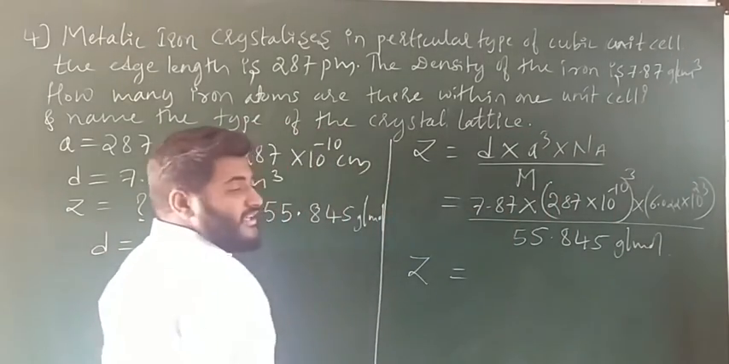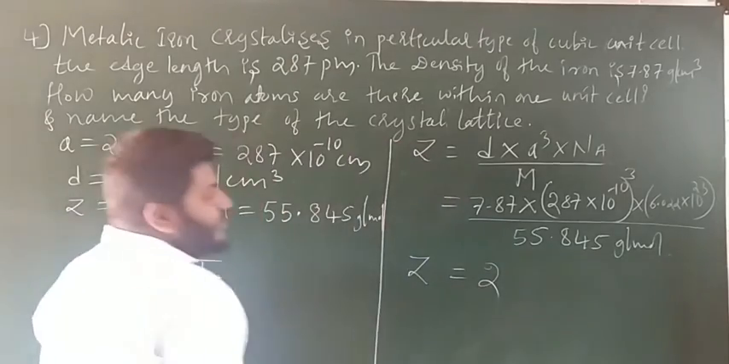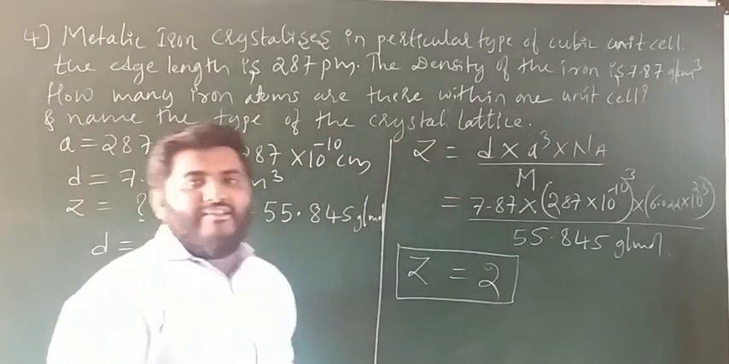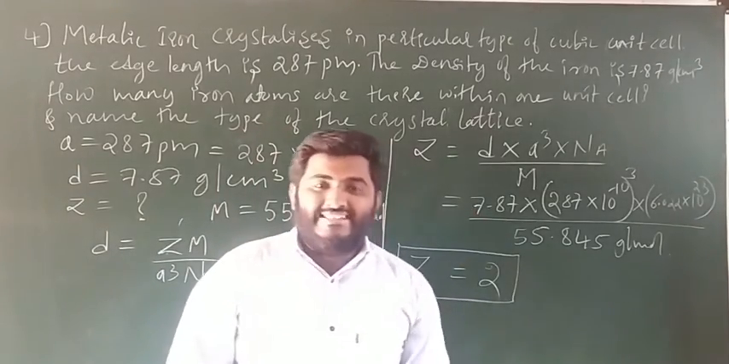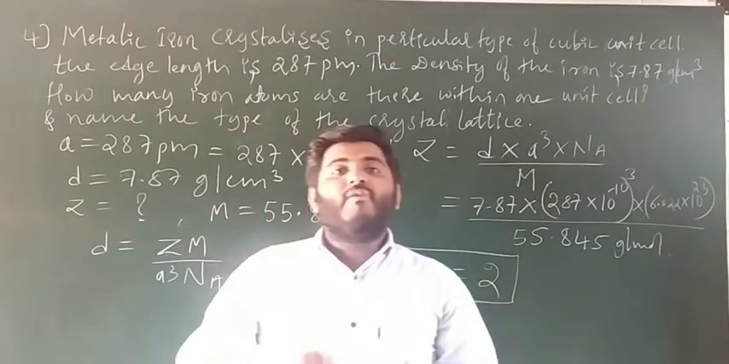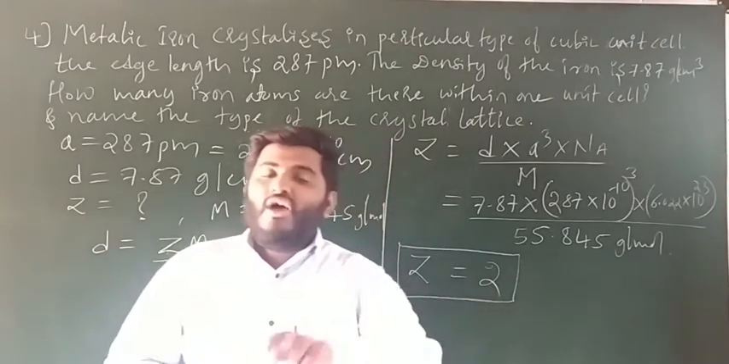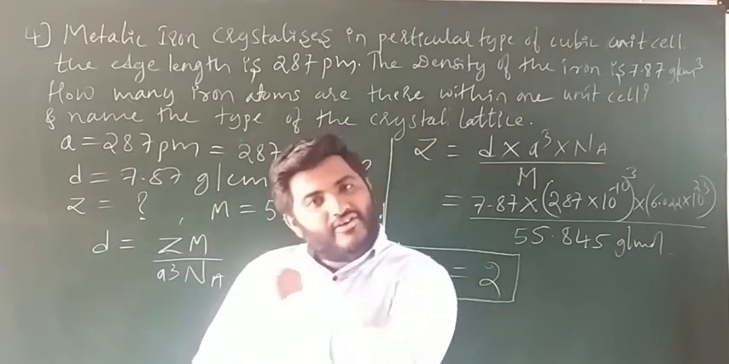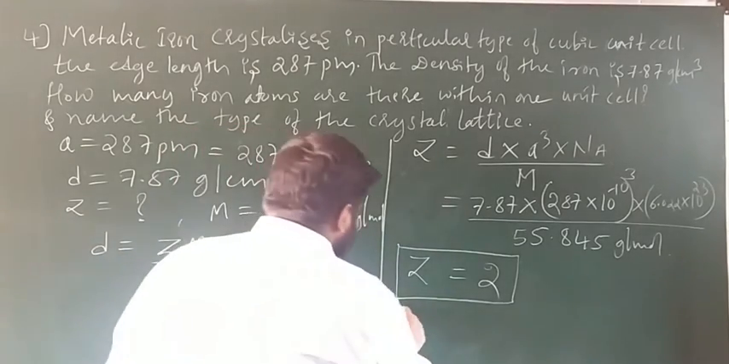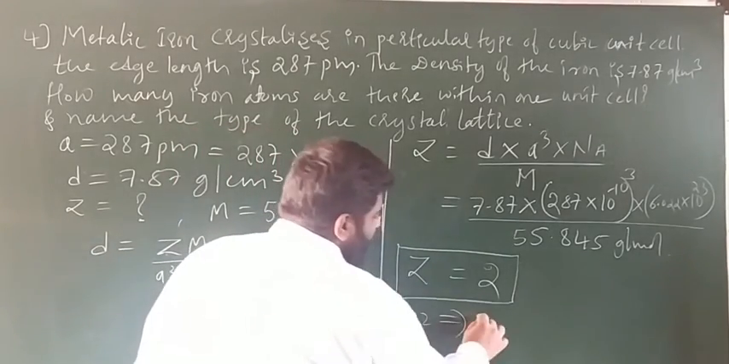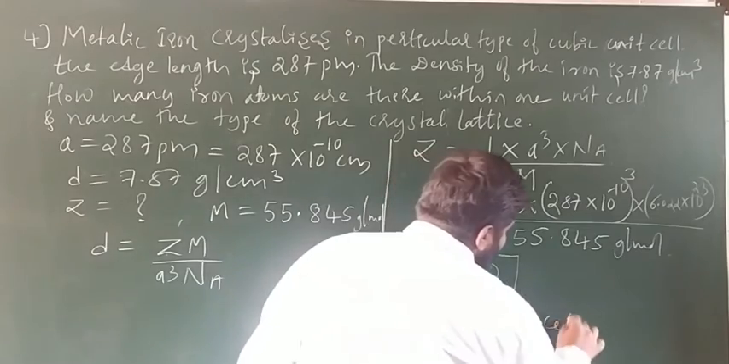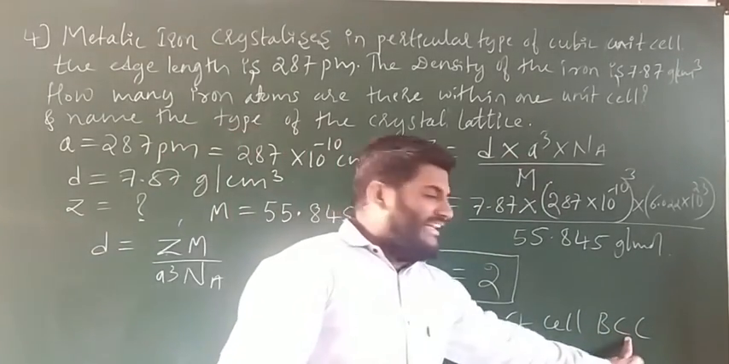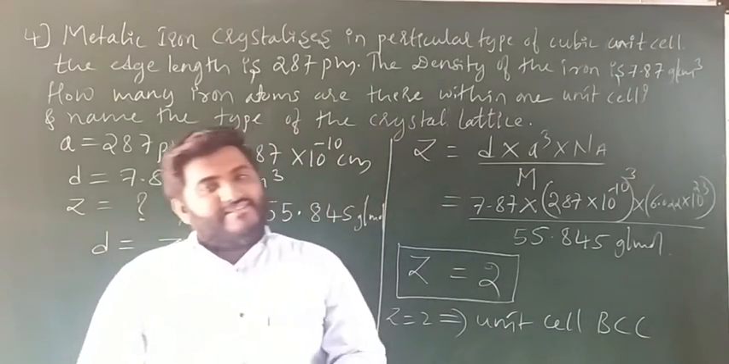On multiplying everything, you are going to get an answer of 2. So Z value is 2. If the Z value is 2, what is the type of the unit cell? Z is the number of atoms. If the number of atoms per unit cell is 2, then that unit cell should be which one? Body centered unit cell. Yes. Z is equal to 2 implies the unit cell is BCC. BCC means body centered cubic unit cell.